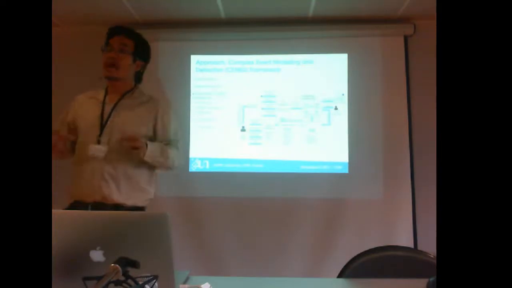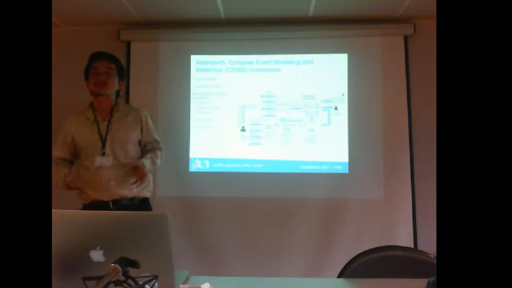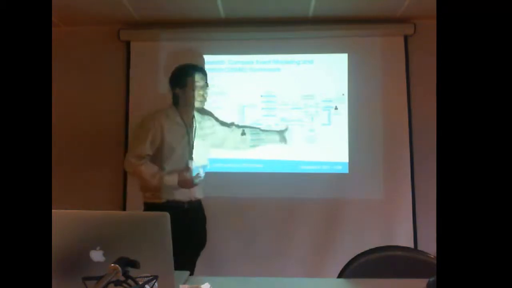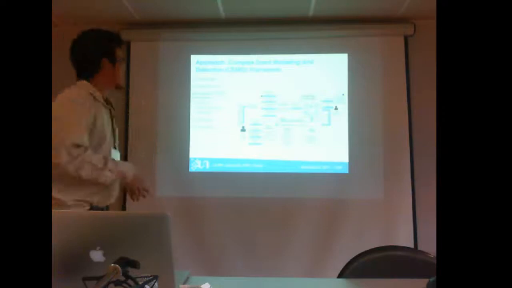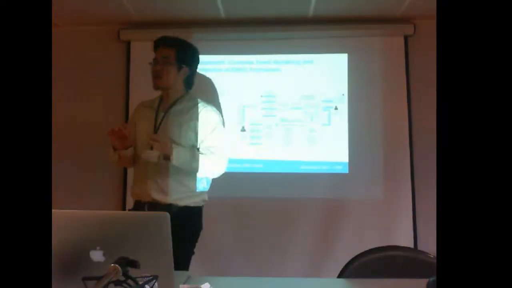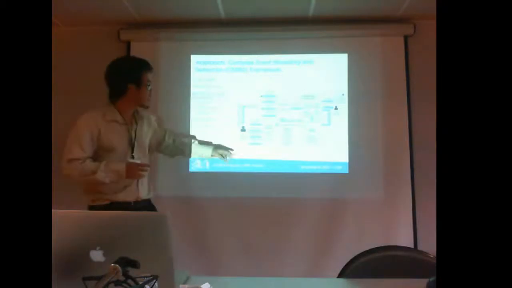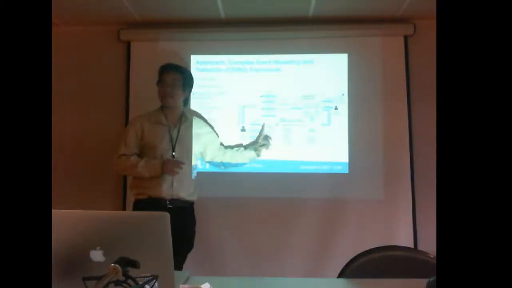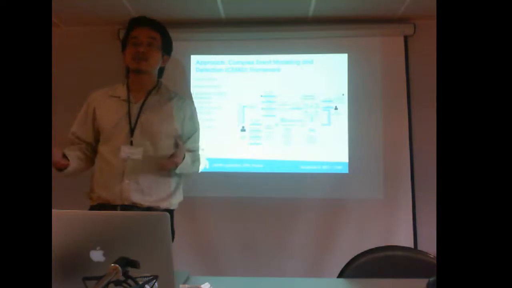So we propose a new ontology for modeling multimedia sensor networks. The ontology is called MSSN onto, which will be introduced later in the presentation. The ontology alone will be a little bit too low level, so we need a high-level language for the user to use. This high-level language is called CMIT language. CMIT language is for the user to define what events they would like to detect.